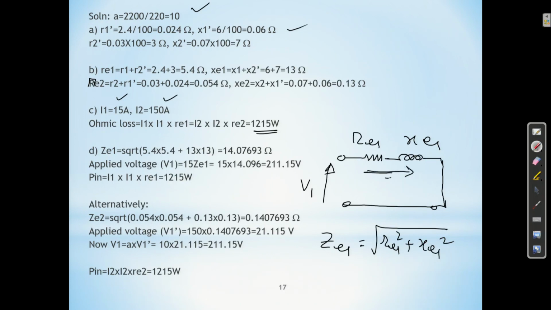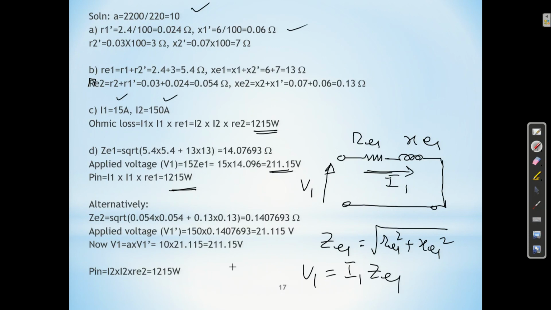Then I1 is actually, if 150 ampere is the rated current when shorted, 150 ampere will be flowing through the secondary, and through the primary it is 15 ampere, right. Then you can just multiply. So V1 is I1 into ZE1. You can check, 15 into ZE1, and then that will be your 211.5, and the power input is whatever loss will be in RE1, the same loss, 1215.